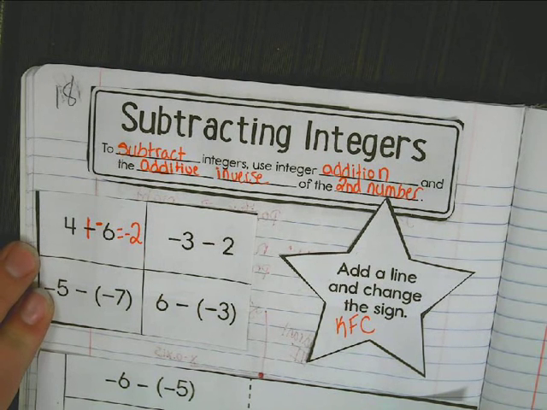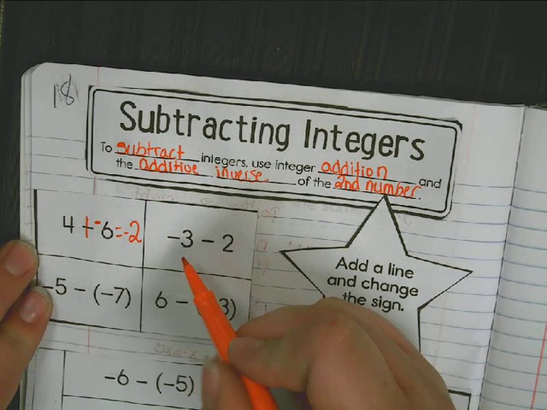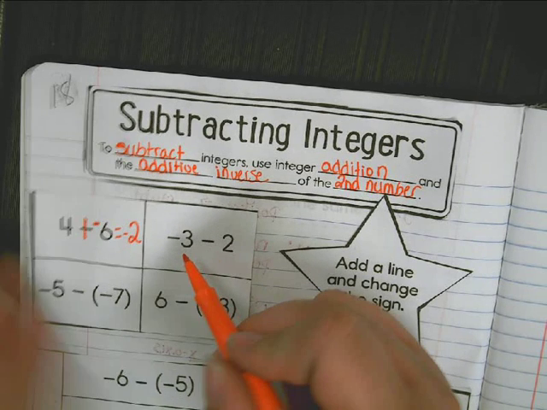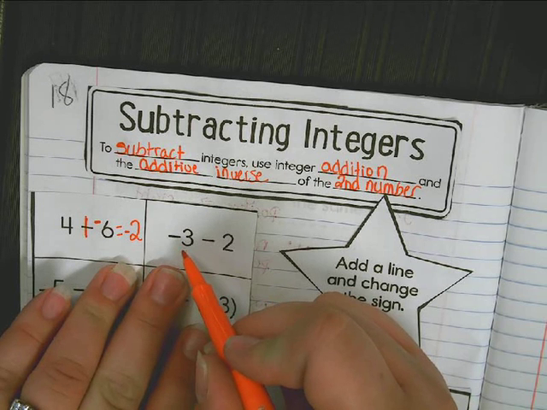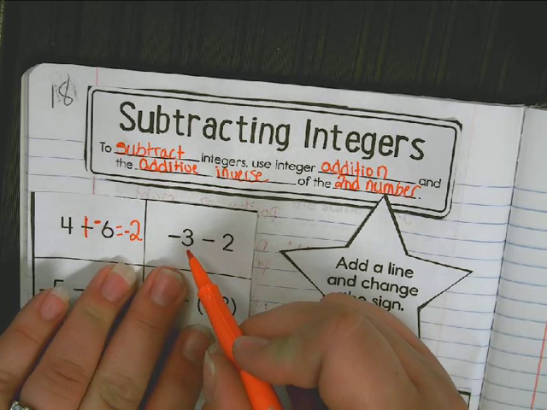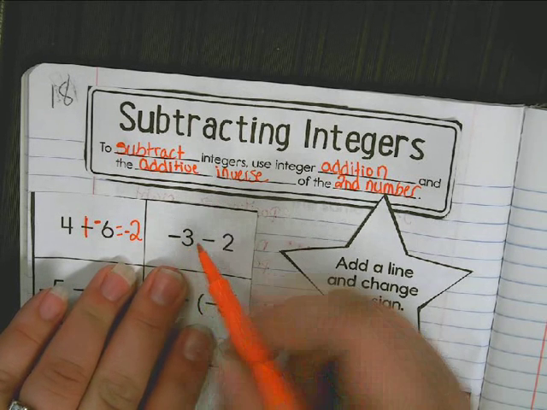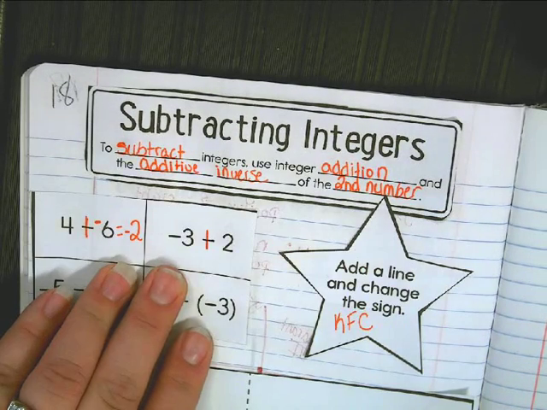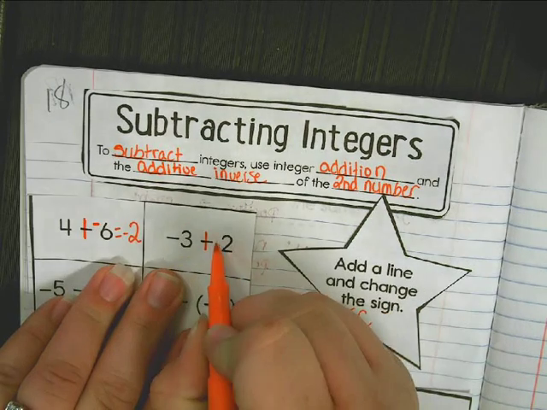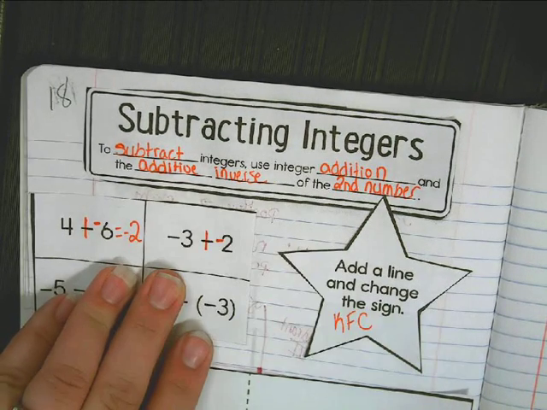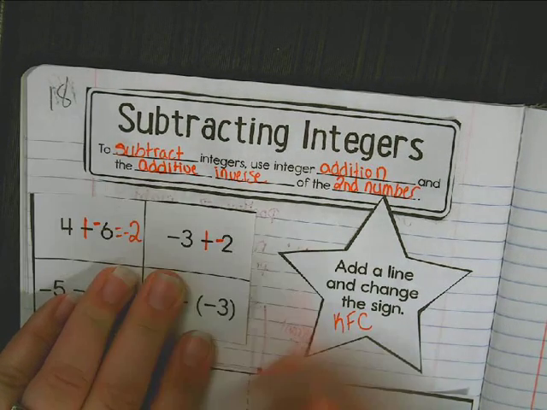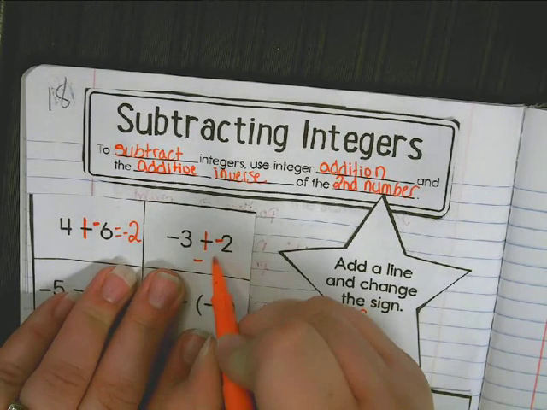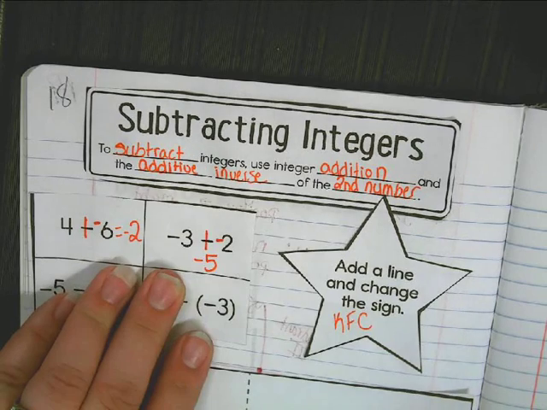Let's go to the one across. -3 minus 2. So keep the -3. Do not change it. Flip the minus to a plus. Change a +2 to a -2. So -3 plus -2, -5. Because you have to add it. Don't forget your negative sign.